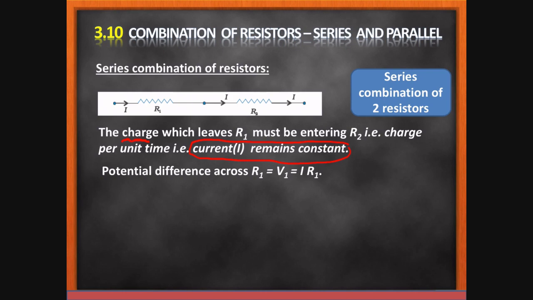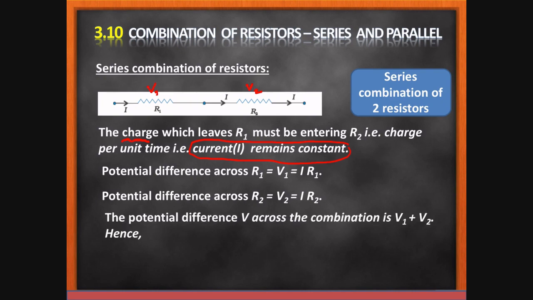If we calculate the potential difference across R1, that is V1, it is equal to I into R1. Similarly, the potential difference across R2 is equal to I into R2. So the total potential difference across the two ends, let it be V, is equal to V1 plus V2. So by Ohm's law, we can write V is equal to V1 plus V2 is equal to IR1 plus IR2.